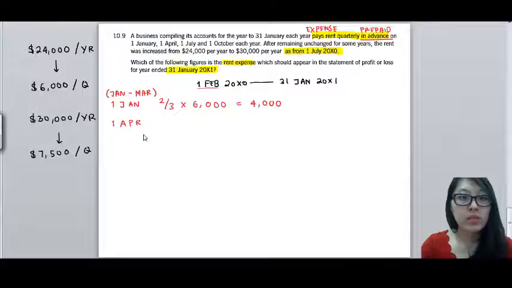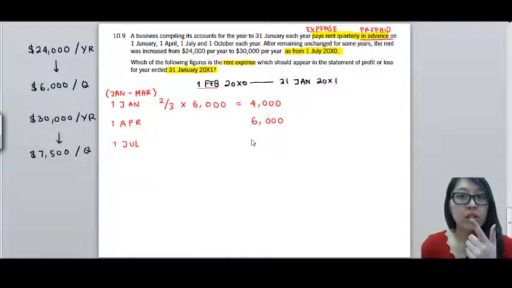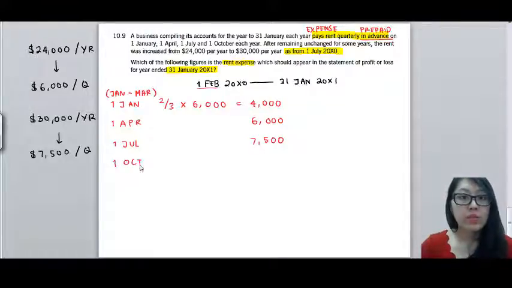Now we're going to continue like usual. 1st April, we'll be paying for April, May, and June. So we take the whole thing. And then on 1st July, it says the rent is going to increase. And on 1st July payment, we're paying for July, August, and September. So now we should increase our rental payment. 1st October will then be 7,500.